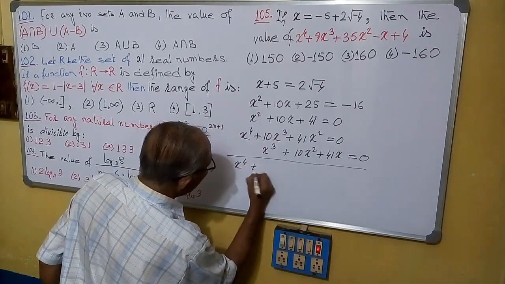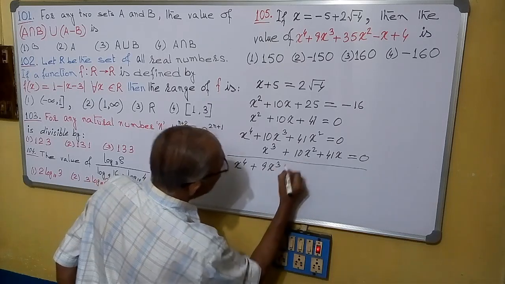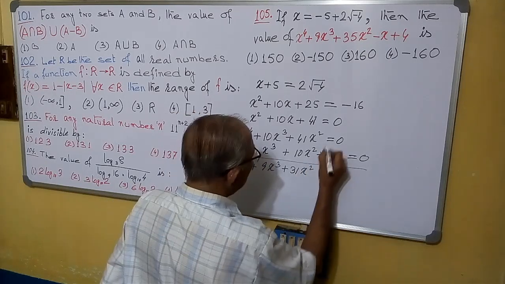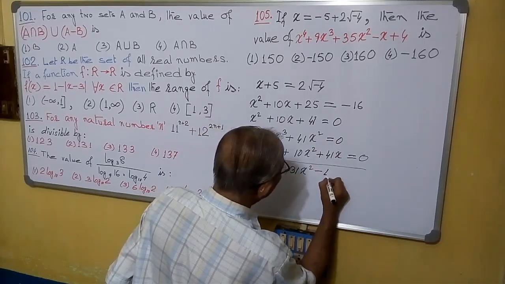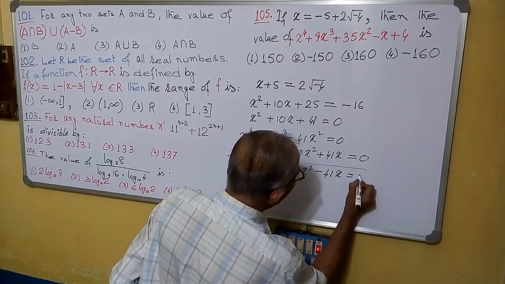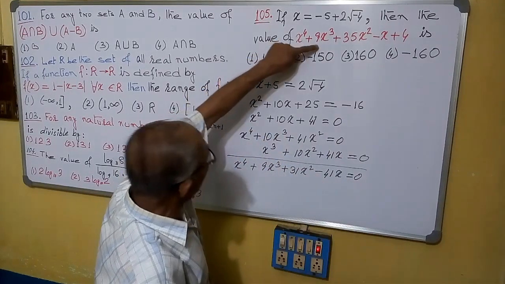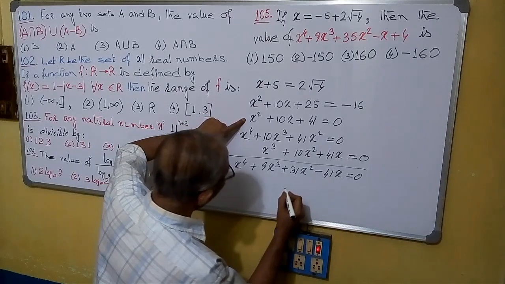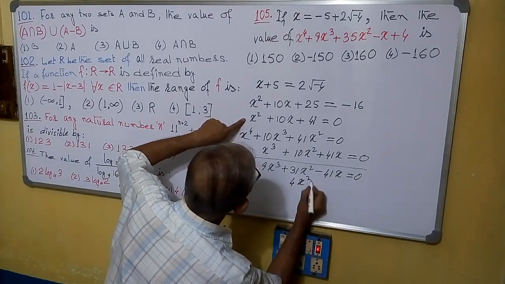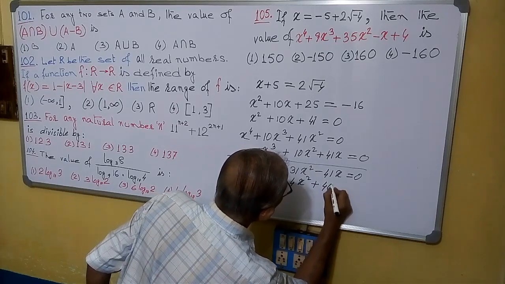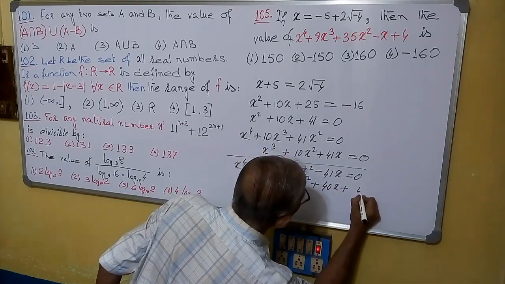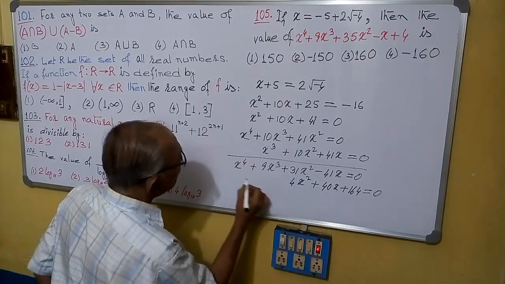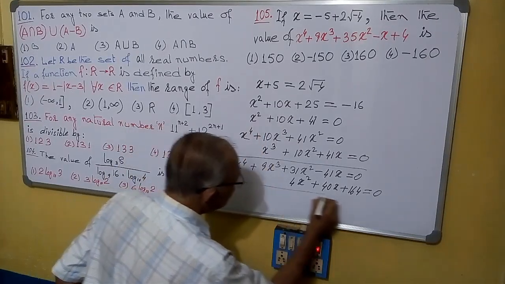x to the power 4 plus 9x cube plus 31x square minus 41x equals 0. But then x to the power 4 plus 9x cube plus 35x square is needed. If we multiply this one by 4, what we get? 4x square plus 40x plus 164 equals 0. So if we now add these two, what we get?